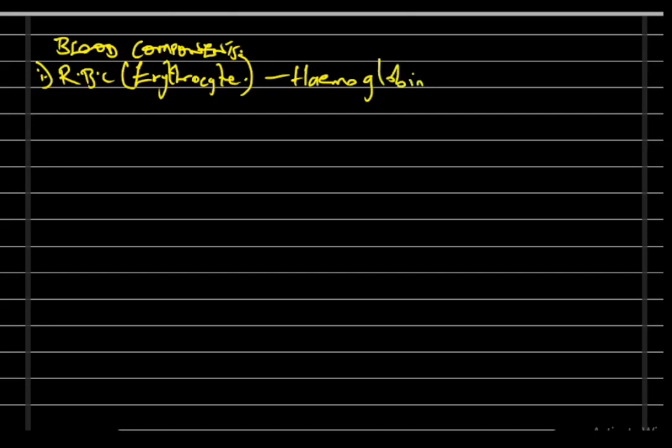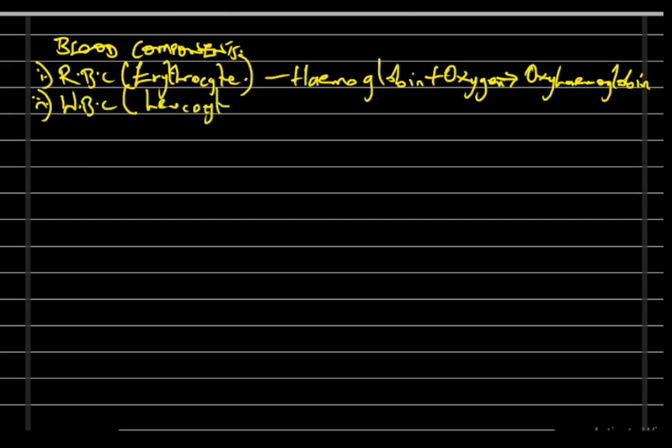Hemoglobin binds to oxygen to give us what we refer to as oxyhemoglobin. So that is the answer to our question. But let us see functions of other blood corpuscles or components. We have the WBC. The WBC is also called the leukocyte. Now, the leukocyte is divided into two. We have the phagocytes, and then we have the lymphocytes. These two, their function primarily is to defend the body against invaders.